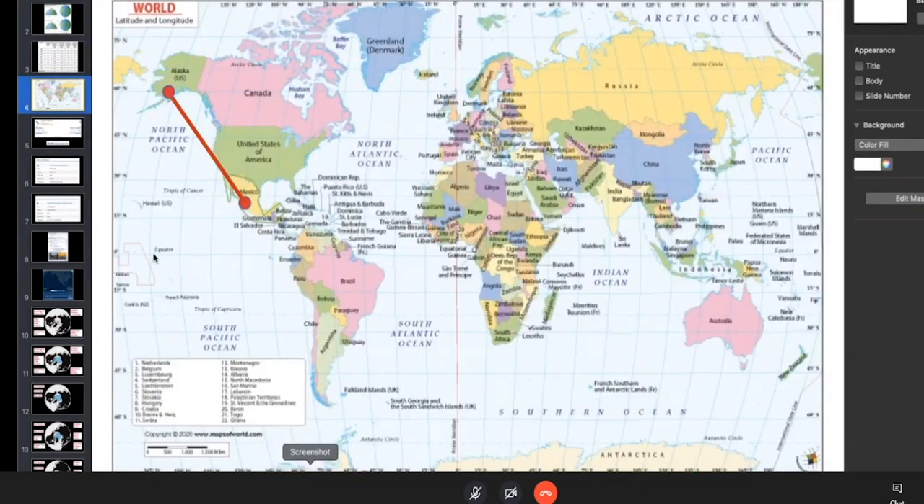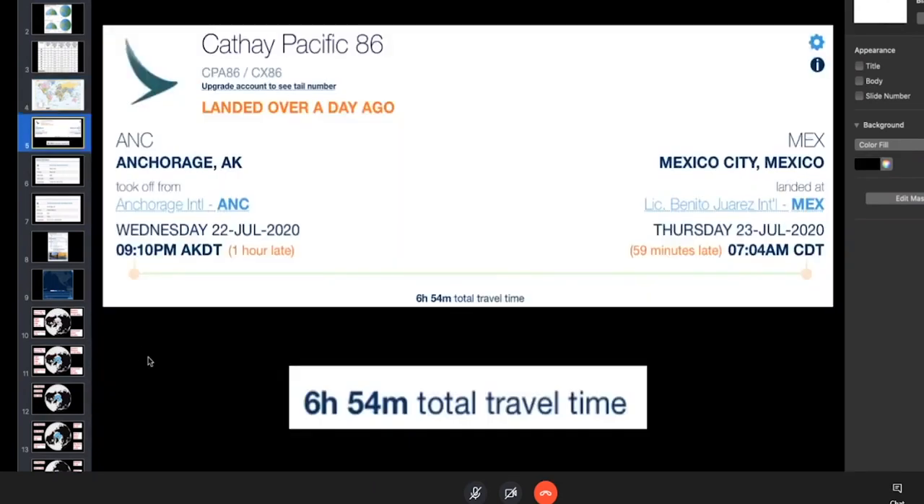The flight we're going to talk about today is from Anchorage, Alaska, in the United States, at 60 degrees north latitude, to Mexico City at approximately 20 degrees north latitude. We're talking about a specific, actual flight that happened, called Cathay Pacific 86. This happened on the 22nd of July, and it took about 6 hours and 54 minutes to make the trip from Anchorage to Mexico City.